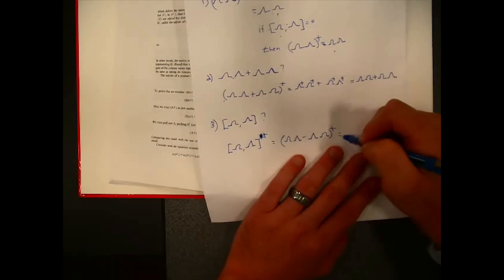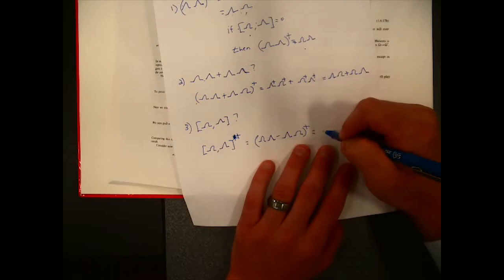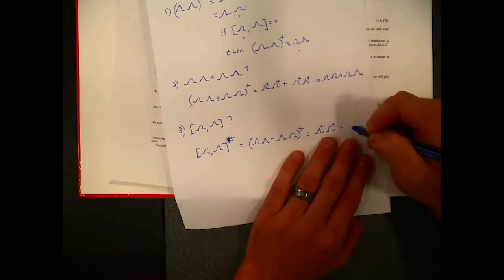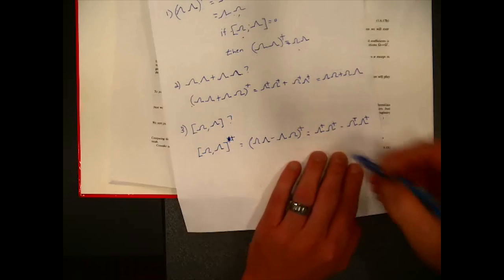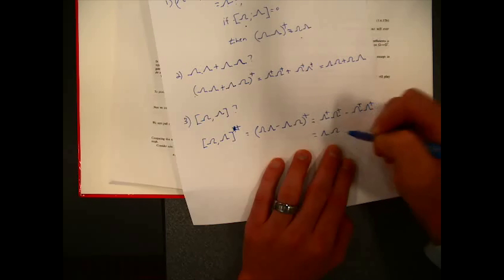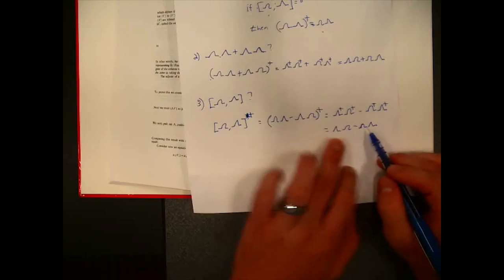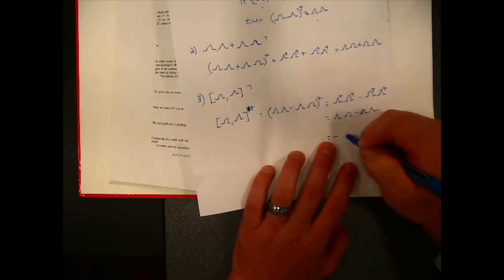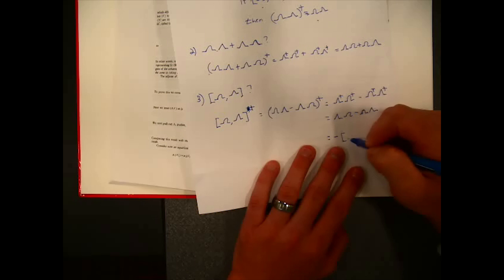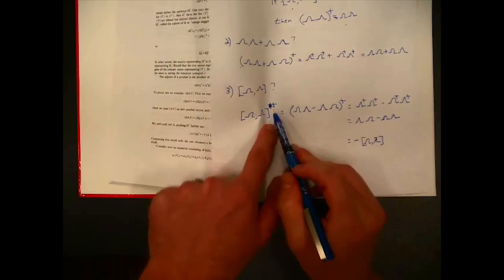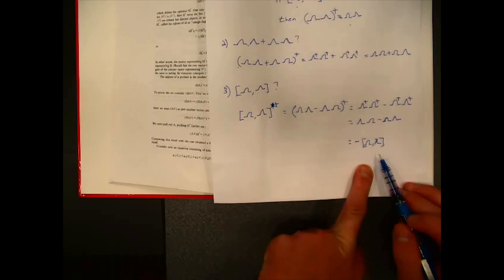Which is going to be equal to lambda adjoint omega adjoint minus omega adjoint lambda adjoint. And then each of these is itself, so we get lambda omega minus omega lambda. Huh, well, that's funny. This is equal to minus the commutator. So the adjoint of the commutator is equal to minus the commutator.